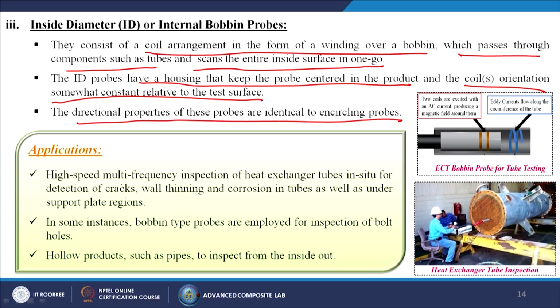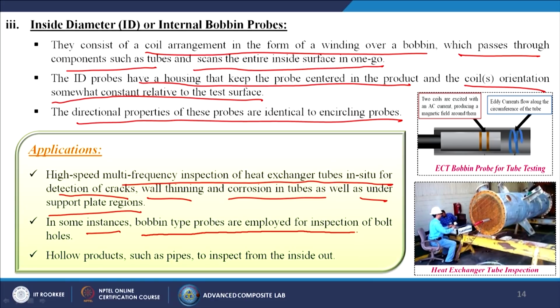Applications: high speed multi-frequency inspection of heat exchanger tubes in situ for detection of cracks, wall thinning and corrosion in tubes as well as under support plate regions. In some instances, bobbin type probes are employed for inspection of bolt holes and hollow products such as pipes, to inspect from the inside out.